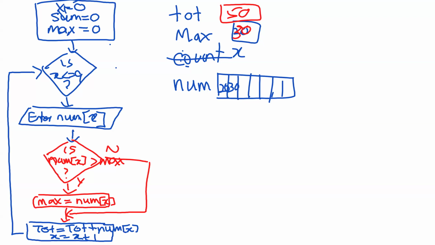User will enter 50. Now this becomes 50. This becomes 100. Anyway, you have all the numbers that you entered.